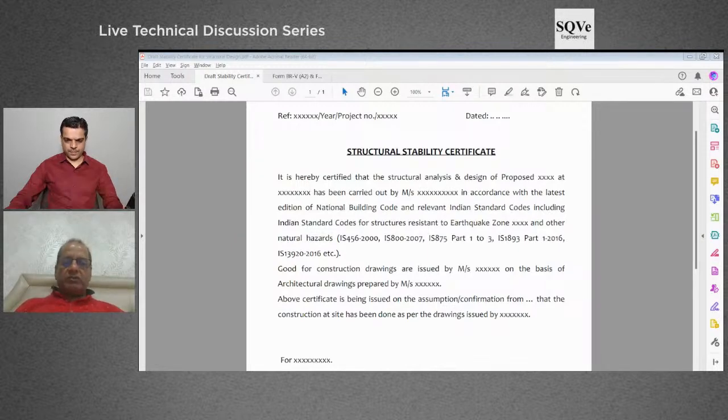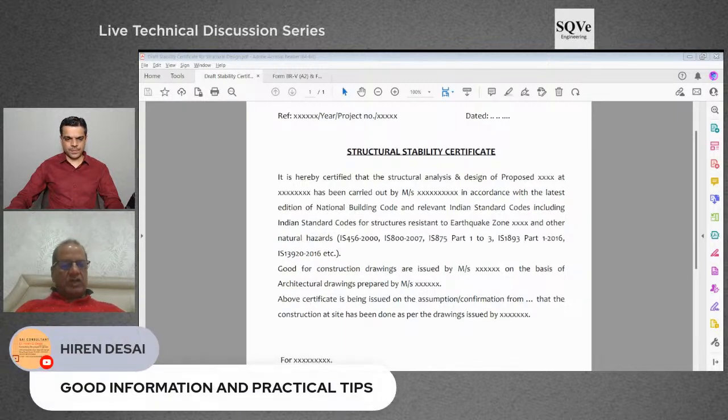So this is one of the very simple formats where you are certifying the structural stability based on structural design only. And you are very clearly saying that these architectural drawings were the basis, and construction was done as per our drawings issued from this office. And these are the relevant IS codes. So that's the basic structural stability certificate which is mostly accepted.